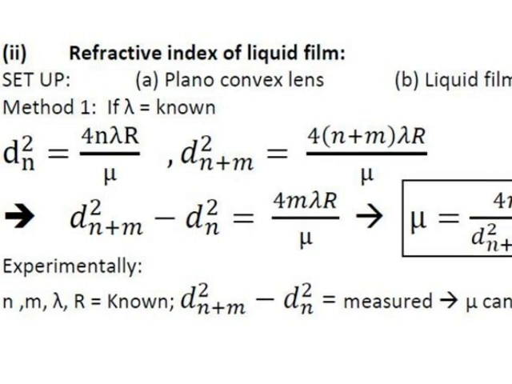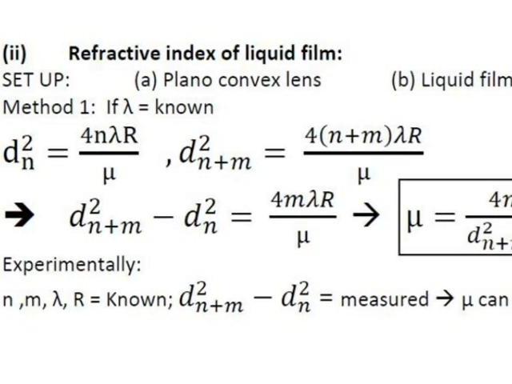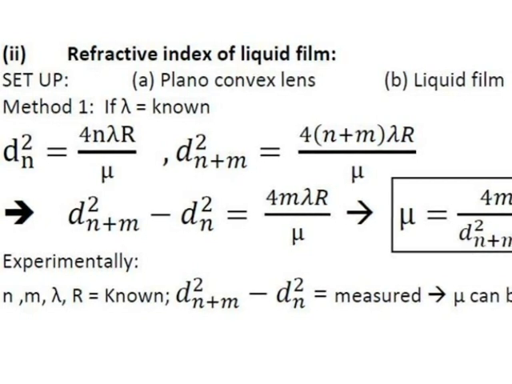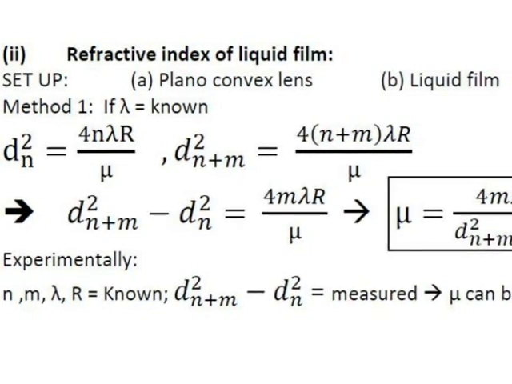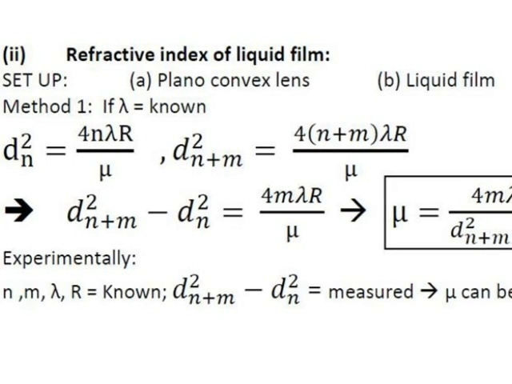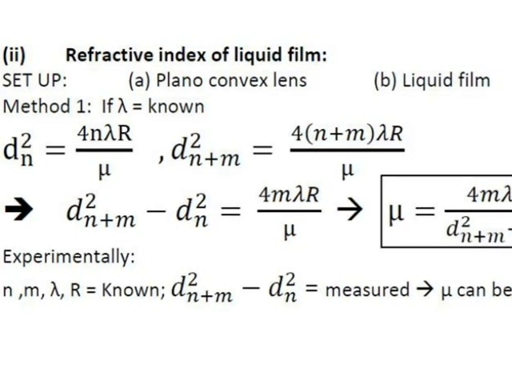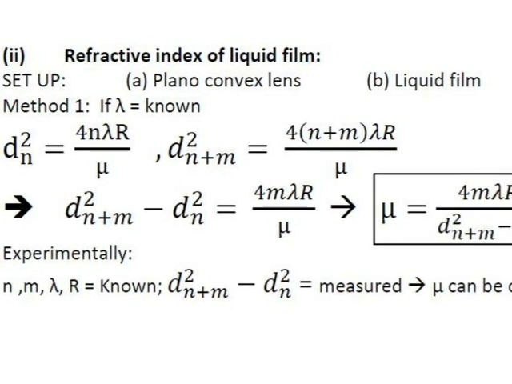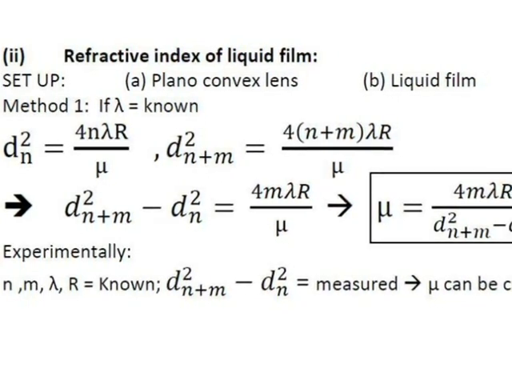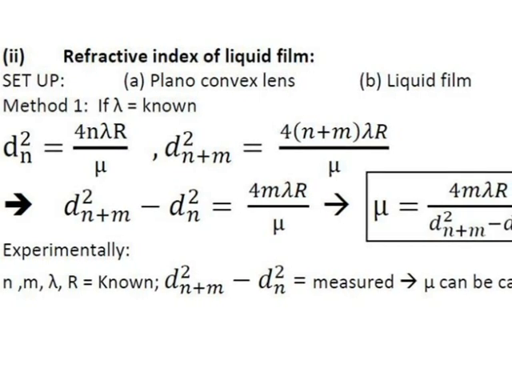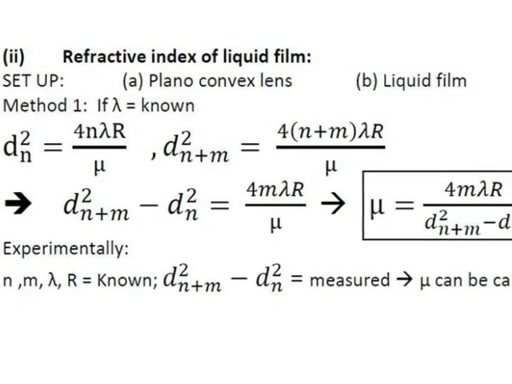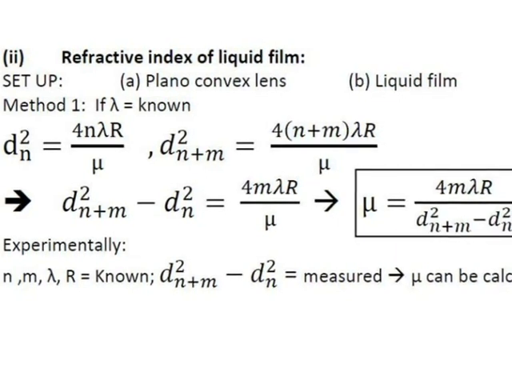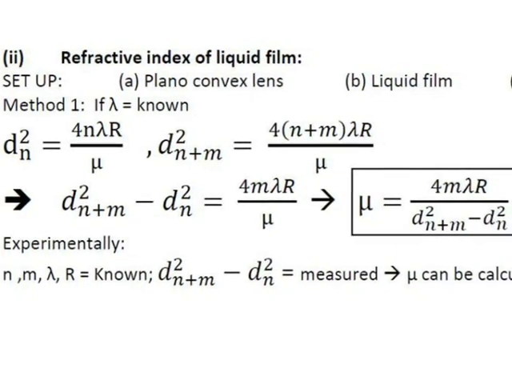We will discuss this topic in 2 different categories. First method, when lambda is known to us, and in the second method, we will find out mu when lambda is unknown. So let's consider method number 1, when lambda is known to us. When I am saying lambda is known, I apply the formula for the diameter of the nth dark ring. Dn square from the formula is 4n lambda divided by mu.